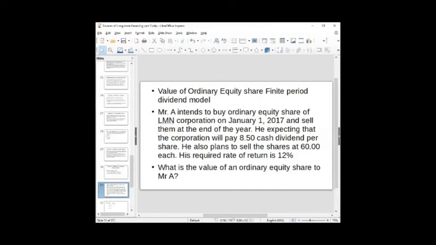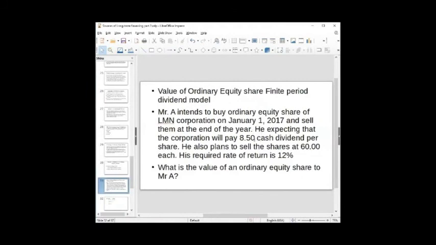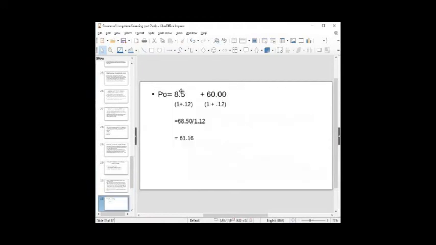So what is the value of ordinary equity share to Mr. A? Very simple. You just add the 8.50 cash dividend to the value of the shares. So 8.50 plus 60, that is 68.50, to be divided by the 12%, and that gives you 61.16.